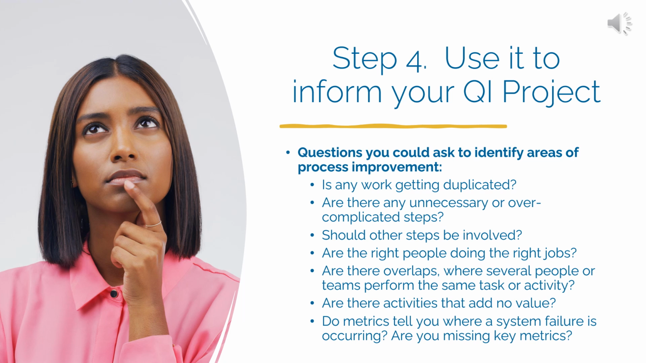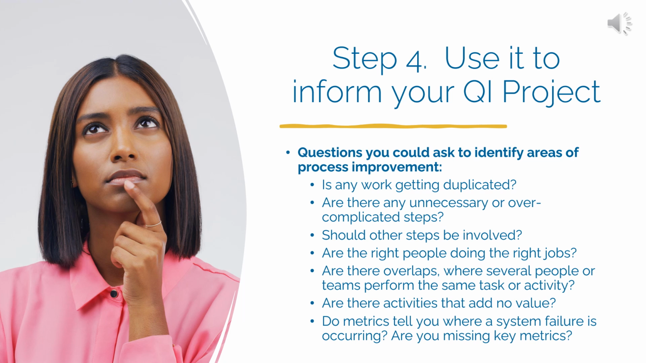So here we are at step 4, the final step of our process mapping steps, using it to inform your quality improvement project. Questions you could ask to identify areas of improvement are listed on this slide. Is any work getting duplicated? Are there any unnecessary or overcomplicated steps that perhaps you could simplify or eliminate? Should other steps be involved?